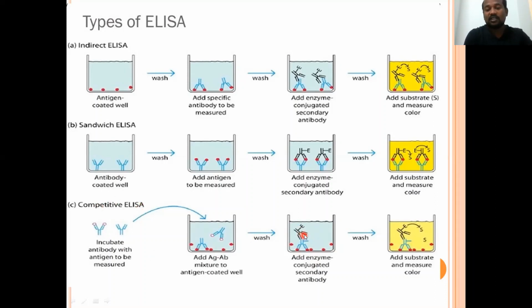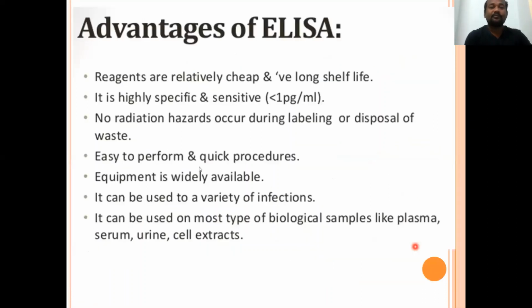So in this case, the bound antibody and unbound antibody competition will be there, right? After washing, the unbound antibody will be taken away from the vessel, right? Only bound antibodies will be present in the vessel. That gives the color product. That is the competitive ELISA.